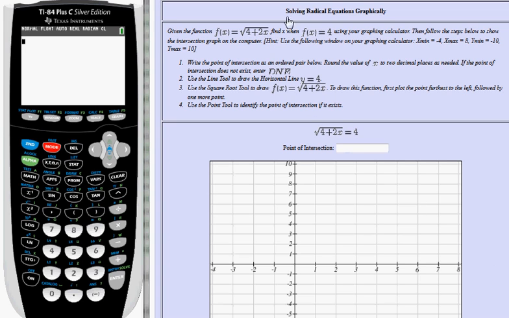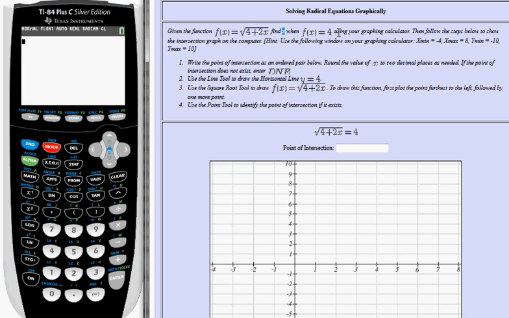In this problem, we're going to be solving a radical equation using the graphing method on our calculator. So here's the function. It turns out that it's a radical function, and our job is to solve the equation: find x, the input, for which would make the output f of x equal to 4. So this is an equation. It might not look like the way you're used to seeing it.